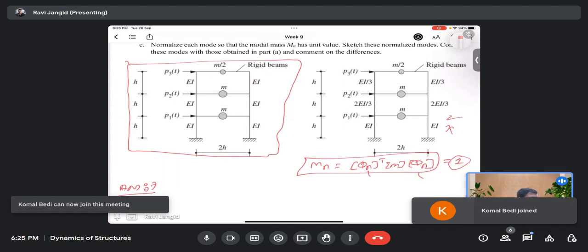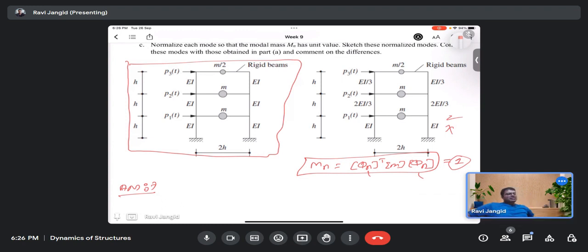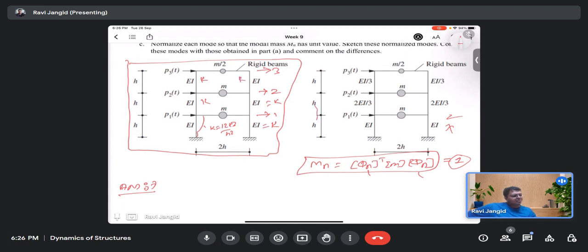So you can give a try for that, like development of the mass matrix. All the degrees of freedom are 1, 2, 3. So let me simplify this. Stiffness for this is 12 EI by H cube. So that is the same for this. If I consider this K, that would be K for this K. So let me simplify this for you.